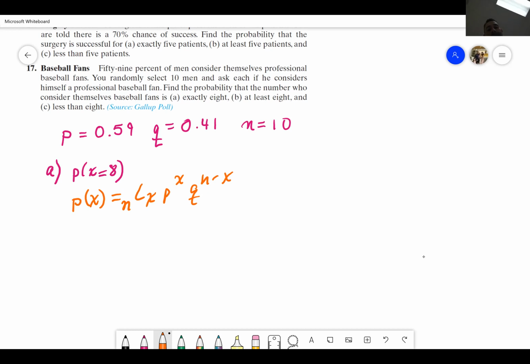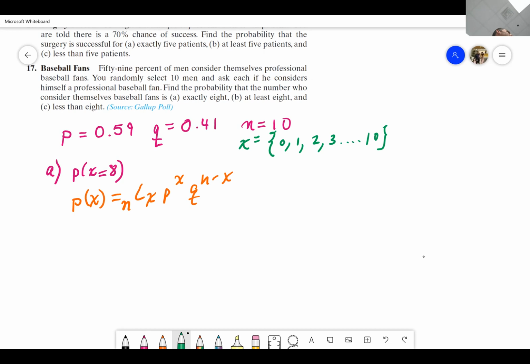By the way, before we continue, what values could X be in this question? 0. There you go. 0 through 10. It could be 0, it could be 1, it could be 2, could be 3, all the way to 10. That's the random variable. The random variable here stands for exactly how many men. So if you pick 3, it means exactly 3 men love baseball.